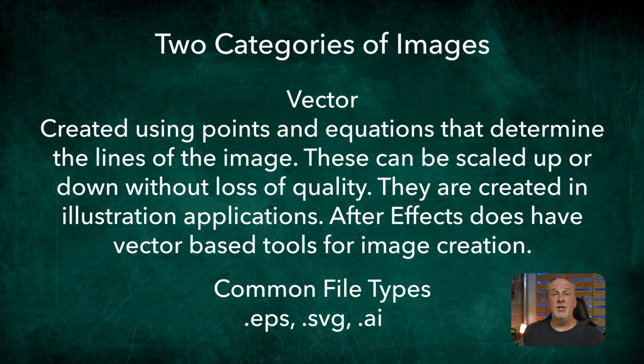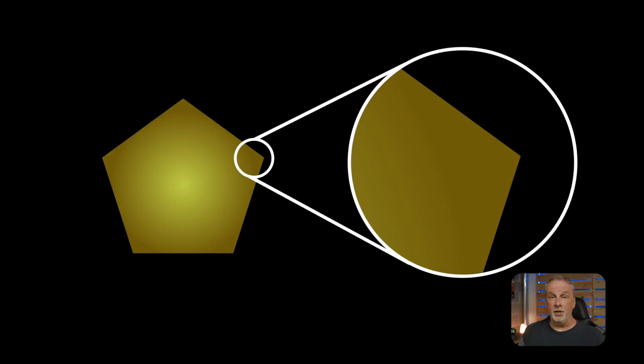The other category of images is the vector. You won't see a camera create these. It's just not possible at this point. But vectors are created using points and equations that determine the lines of the image. These can be scaled up or down without loss of quality. They are created in illustration applications. After Effects does have vector-based tools for image creation. Some common file types will be the EPS, SVG, and then the Adobe Illustrator. So in comparison to raster images, whenever you scale up a vector image, it is going to maintain its quality. Fonts are oftentimes vector-based images, and so that's why you can scale them up also.